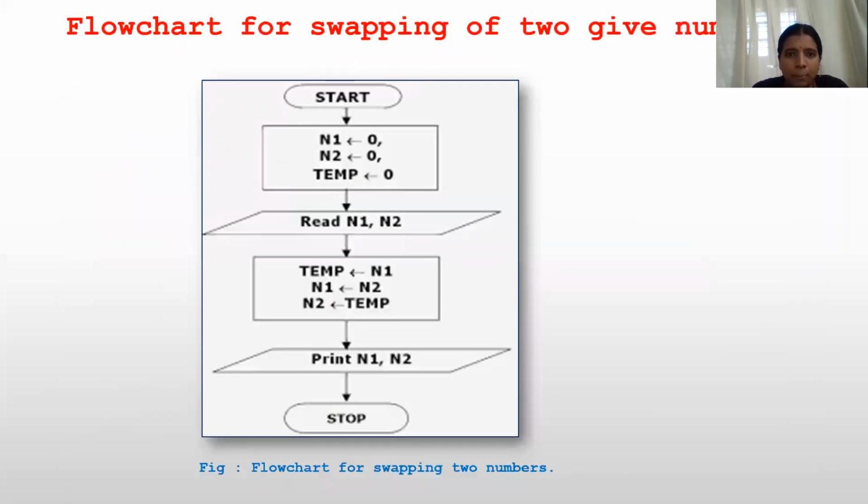This is an example where we see the flowchart for swapping two numbers. There are two numbers n1 and n2 and a temporary variable called temp to help us swap these two numbers. Read the two numbers, reading is a parallelogram. Then in the processing, give n1 to temp, and because n1 is now free, assign n2 to n1, and in the place of n2, assign temp. Then print n1 and n2, and that's how you swap the two numbers.